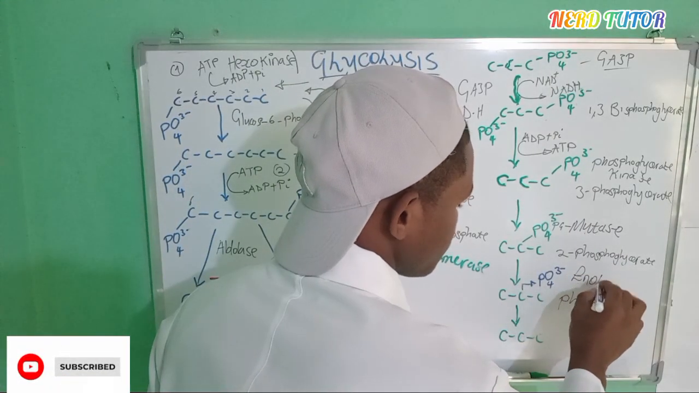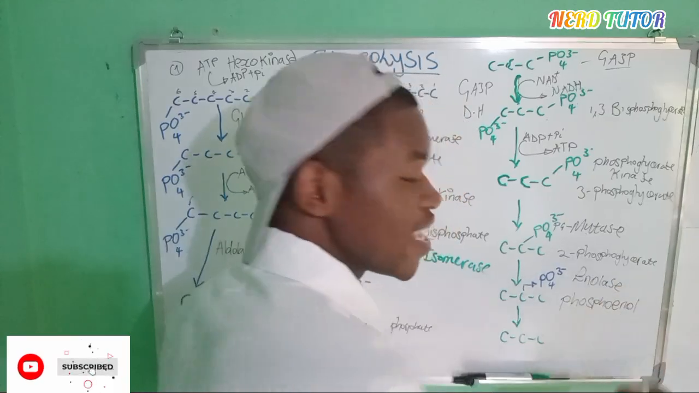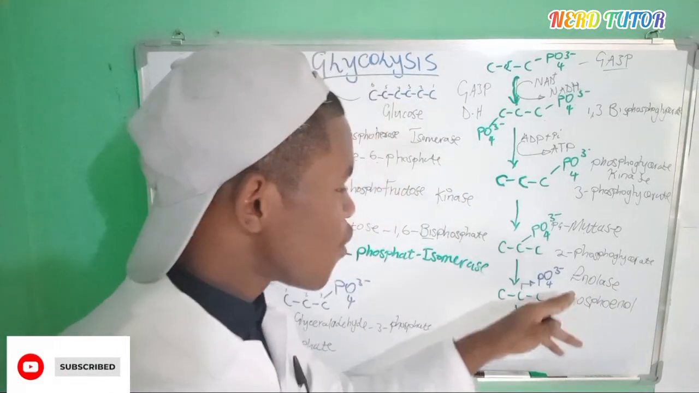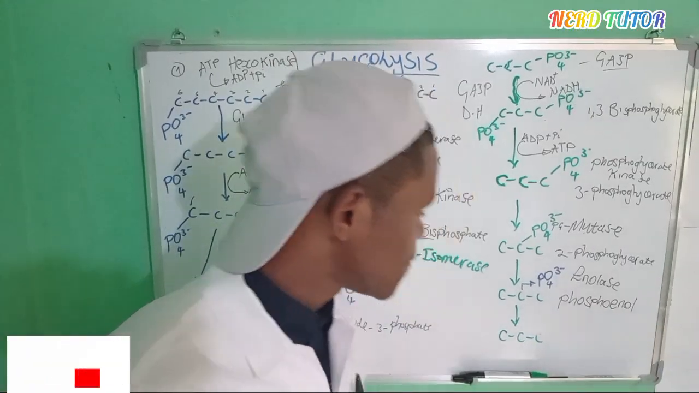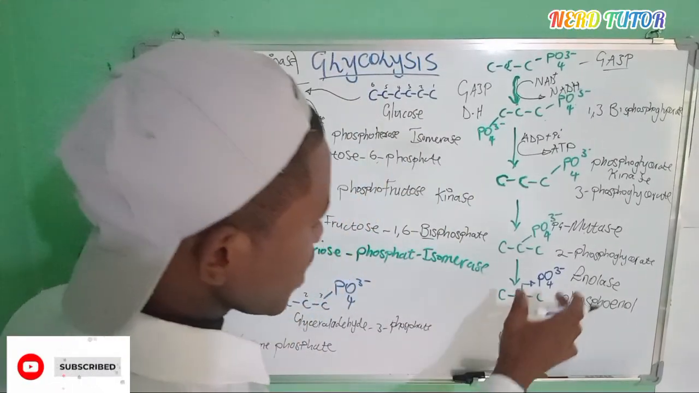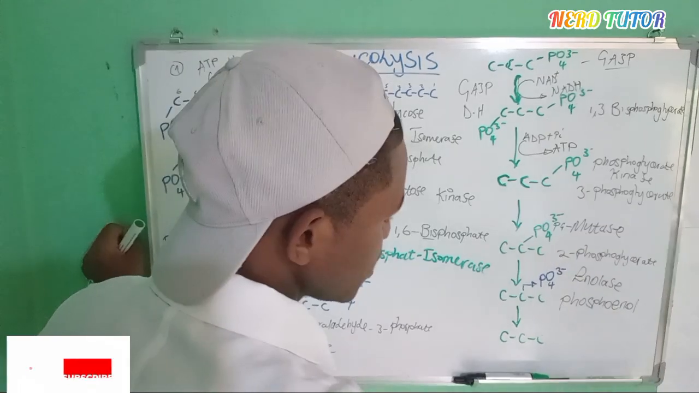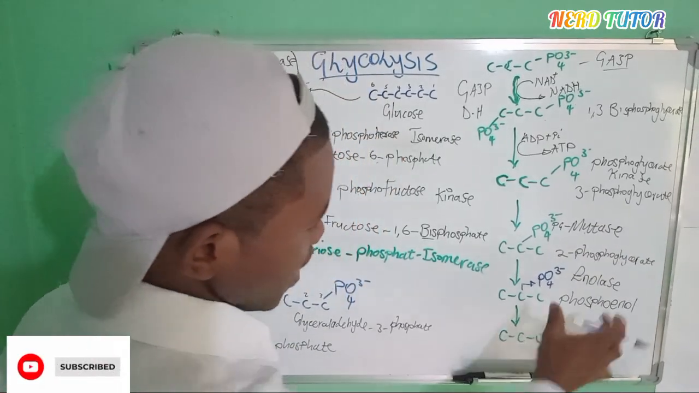Enolase. That is the name of the enzyme that is responsible for moving this to an enol, which is a phosphoenol. So here we haven't lost anything, so no energy, no ATP is being produced. That is an enolase.